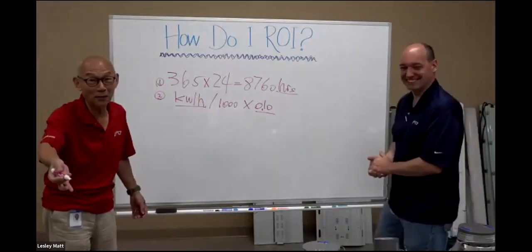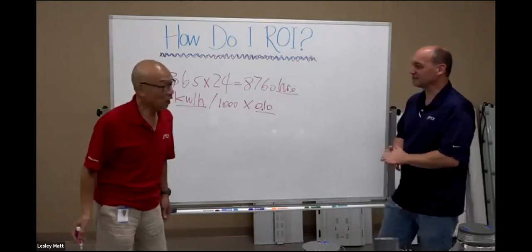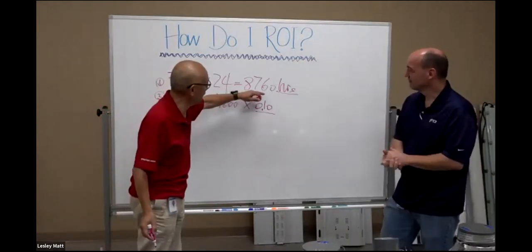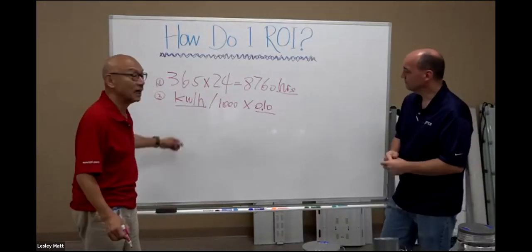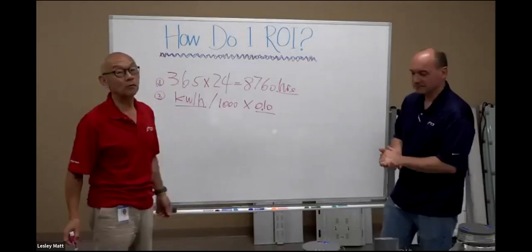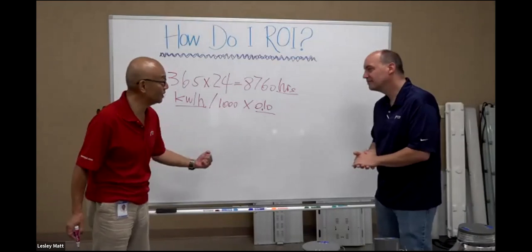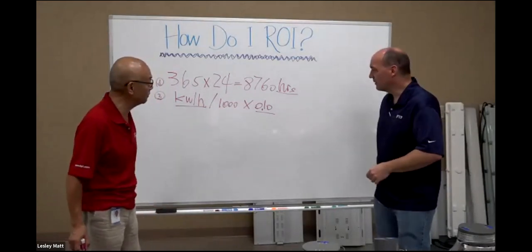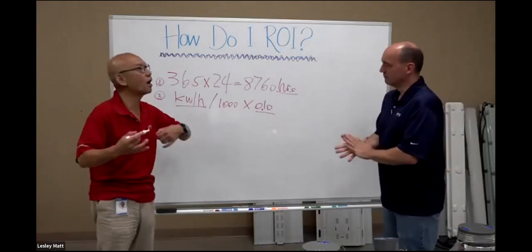So if you missed anything, we just told you two things. Number one, every year we have 8,760 hours. Number two, the utility charges by kilowatt-hours. So if we want to calculate per watt, we divide by 1,000, right? That's the easy way to do it for a quick reaction when we're talking out there.